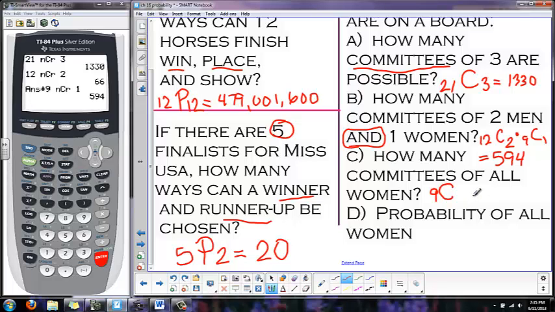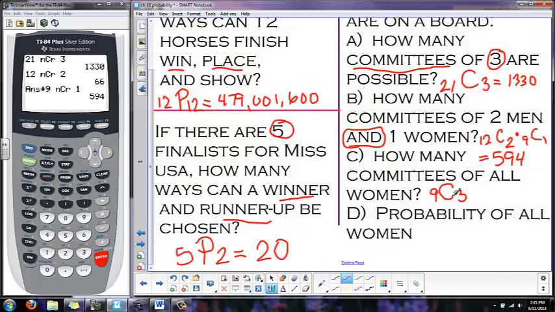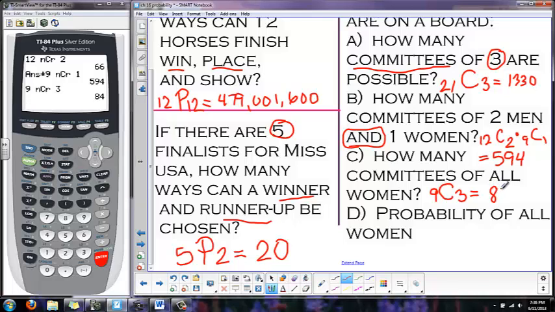I was trying to think of how many people are on the committee, but I guess it's 3, because we had 3 right here, and then we had a 2 and a 1, so it's still 9 choose 3. And the reason why I start off with 9 is because we have 9 total women, and we're choosing 3 of them, so 9 choose 3. Hit enter, so that's a total of 84.